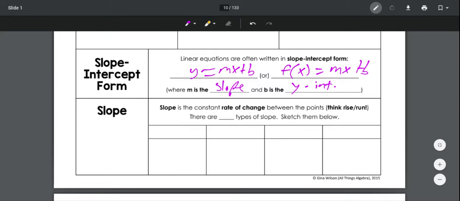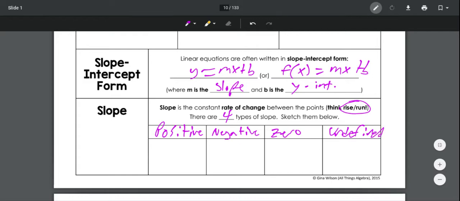Now, slope is the same thing as rate of change, and you can think of that as rise over run. I'm sure you probably heard that. So rise over run is how we interpret, or how to graph, slope. There are 4 types of slope. There is a positive slope, a negative slope, a zero slope, and then an undefined slope.